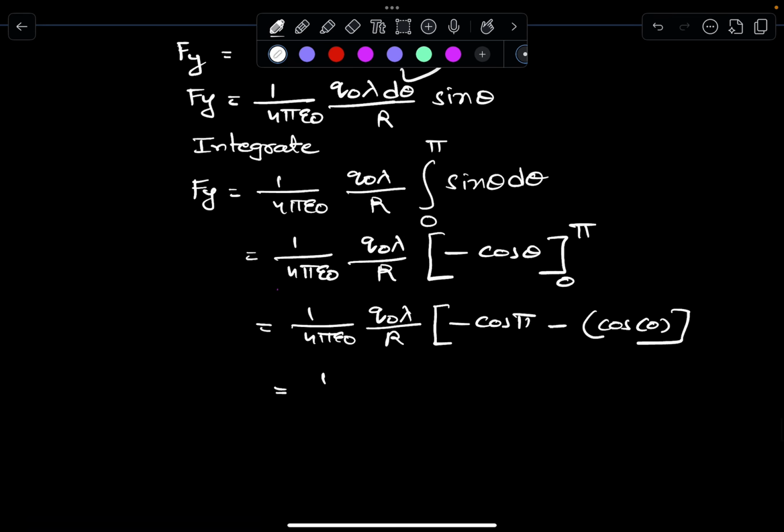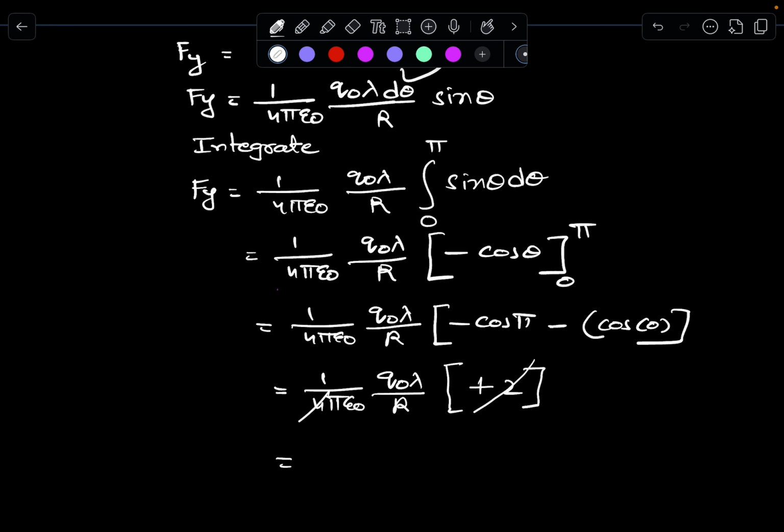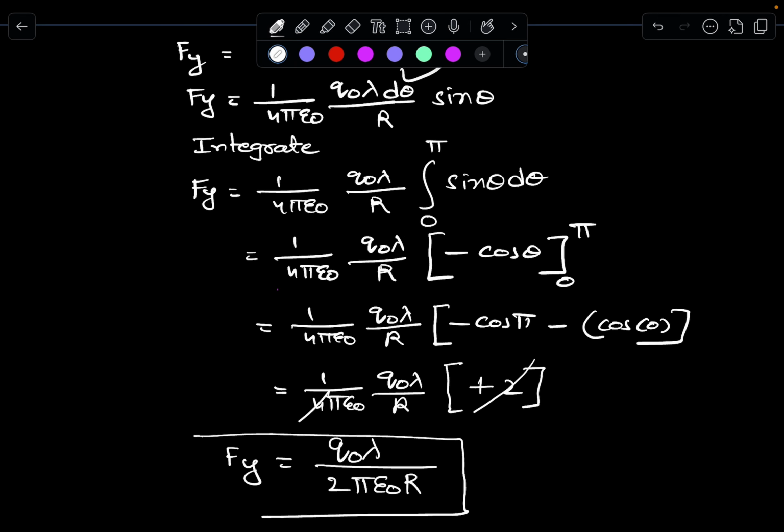Which is equal to 1 by 4 pi epsilon naught into q naught lambda by r into minus 1 minus 1, so that becomes 2. Why am I taking this? Cos pi value is minus 1, right? And cos 0 is 1, so minus of minus becomes plus. So therefore 2 ones are 2, 2 twos are 4, so we can write it as q naught lambda by 2 pi epsilon naught r. So this is the force along the y-axis.